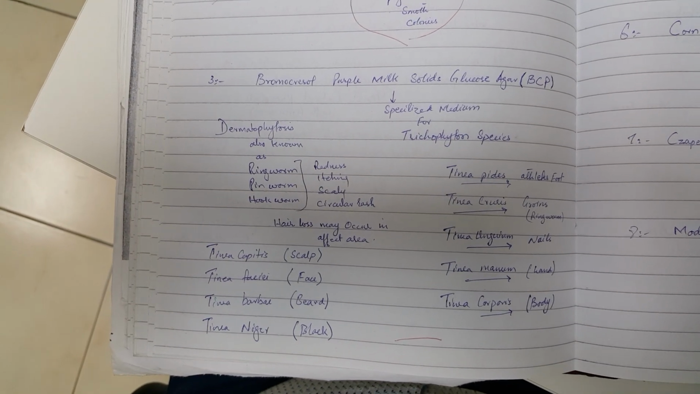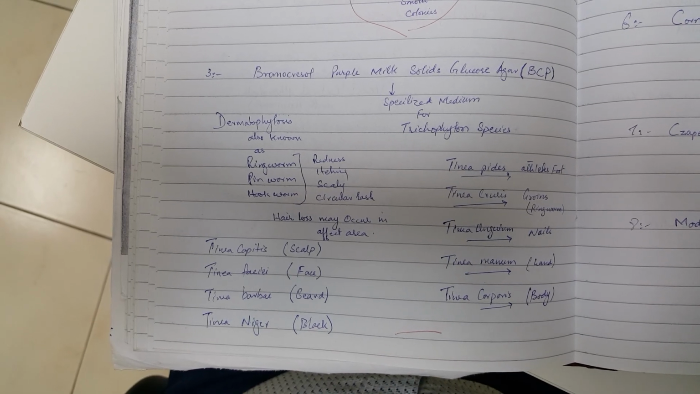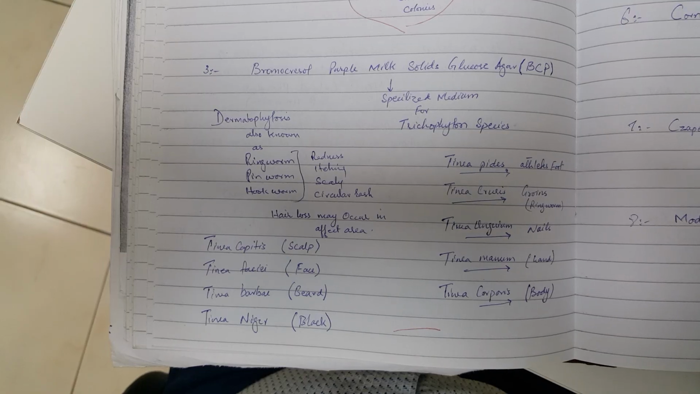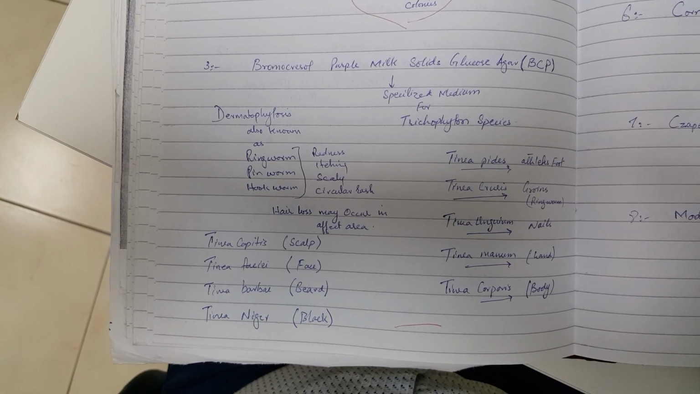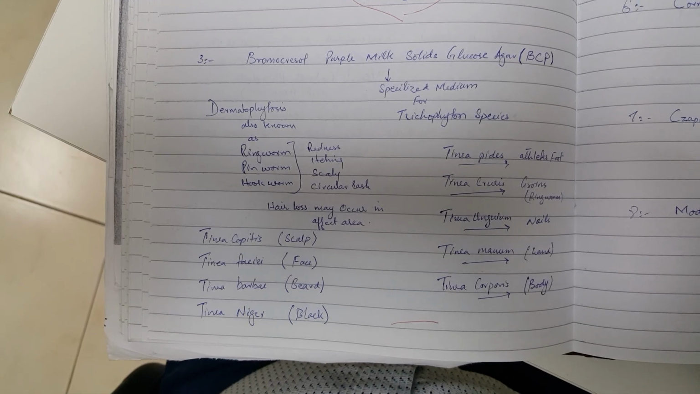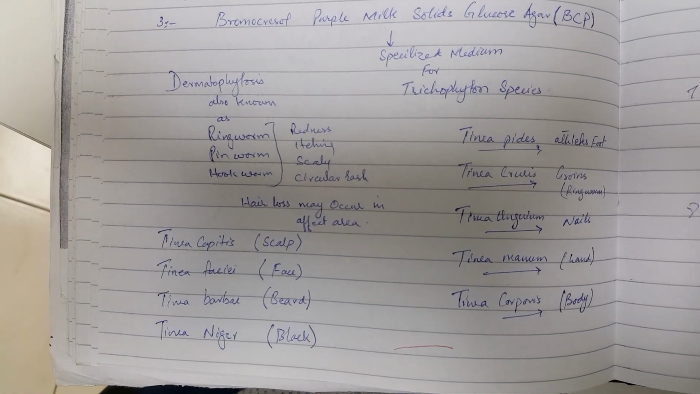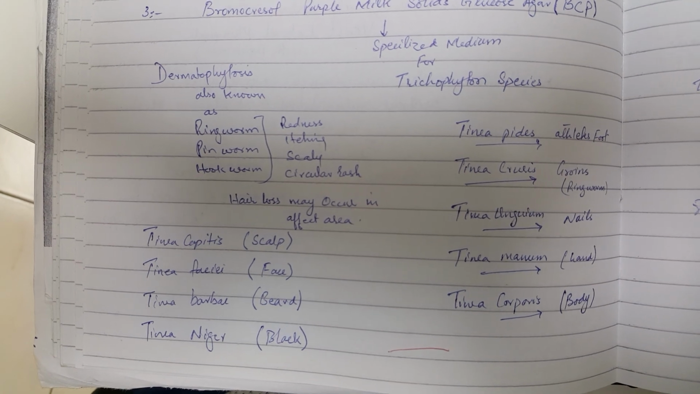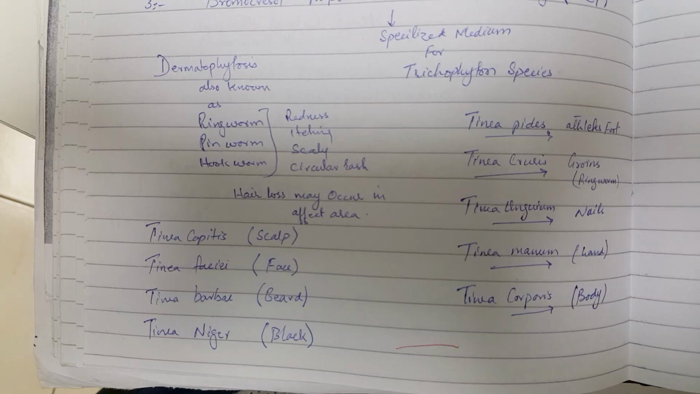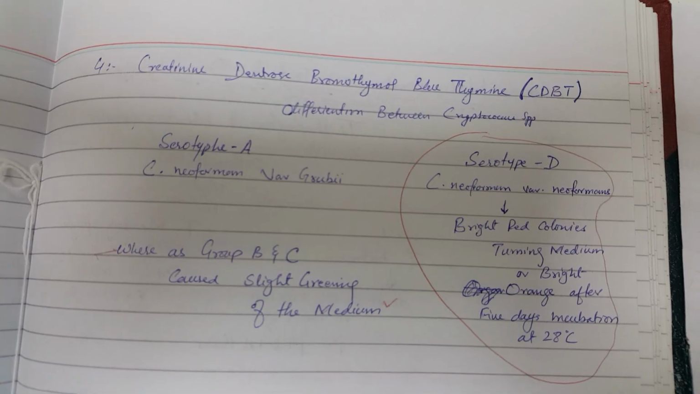These dermatophytes, Trichophyton species, are also called the tinea species because they produce infections: athlete's foot is also called tinea pedis, tinea cruris is groin ringworm, and tinea unguium is a nail infection. Tinea manuum is hand, tinea corporis is body, tinea capitis is scalp, tinea faciei is face, tinea barbae is beard, and tinea nigra is black.